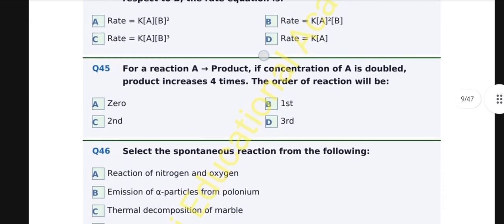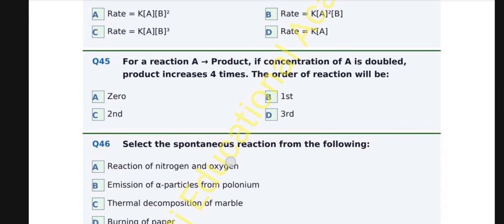Question number 45. For a reaction A towards product, if the concentration of A is doubled, the rate increases 4 times. The order of reaction will be: A, 0; B, first; C, second; D, third. And the correct option is C, second. If concentration doubles and rate quadruples, 4 is equal to 2 power n, so n is equal to 2. The reaction is second order.